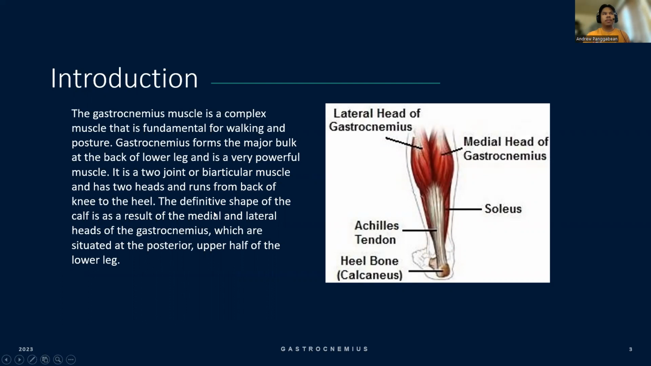The definitive shape of the calf is a result of the medial and lateral heads of the gastrocnemius muscle, which are situated at the posterior upper half of the lower leg. Again, this picture shows an example of where the gastrocnemius is located, and it will be on the posterior side of your leg. It has two heads, the lateral head of the gastrocnemius and the medial head of the gastrocnemius.